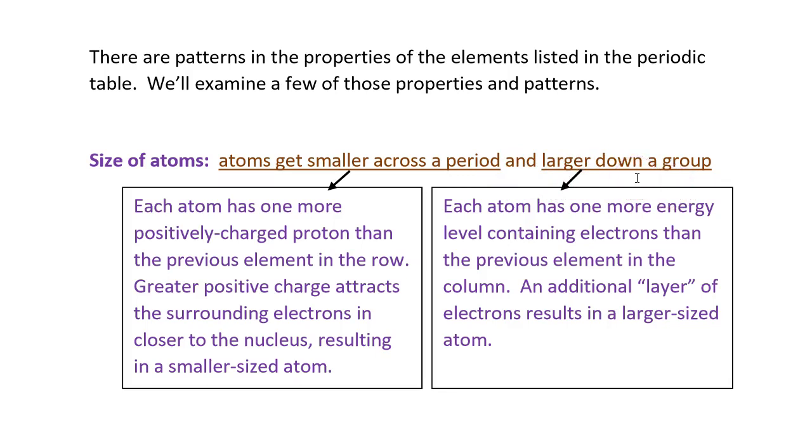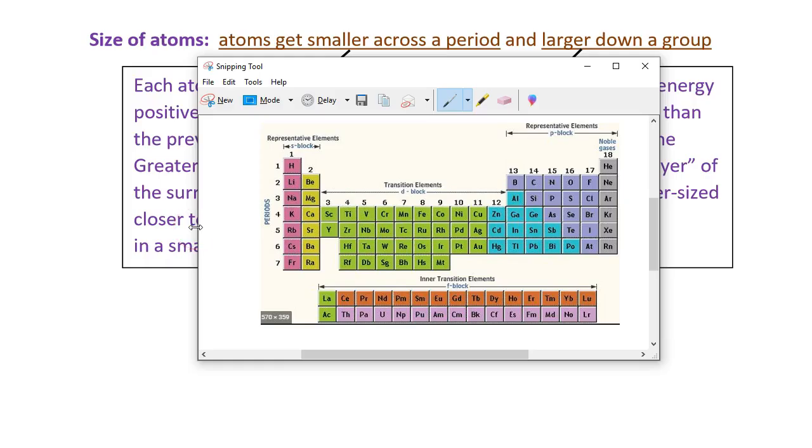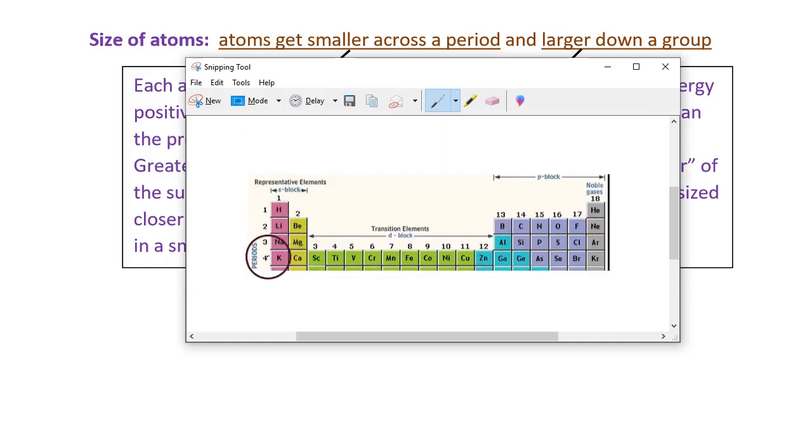Let's take a look at a periodic table. One trend in the size of atoms is that atoms get smaller across a period. Let's focus in on one of the rows from this table. We'll use period 4 as our example. If atoms get smaller across a period, that means that capital K, potassium, is the largest atom in period 4. Potassium is a little bit larger than an atom of calcium, which is a little larger than an atom of scandium, which is a little larger than an atom of titanium, and so on, moving to the right across the period.